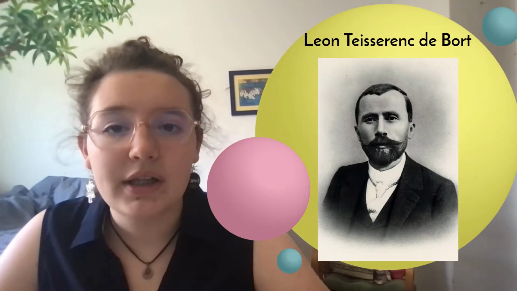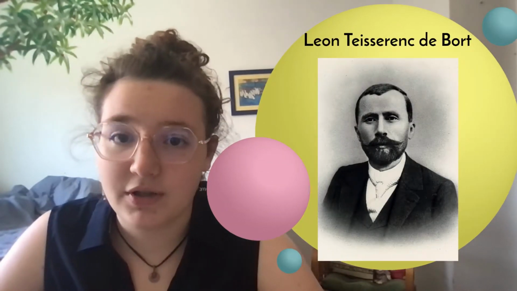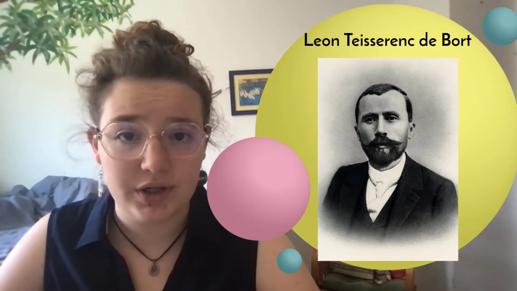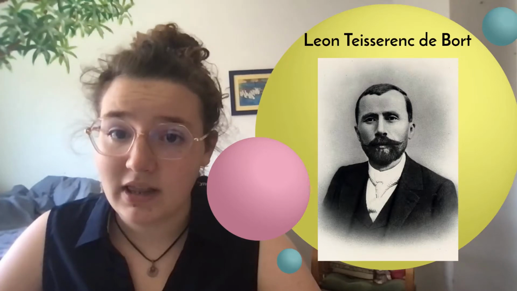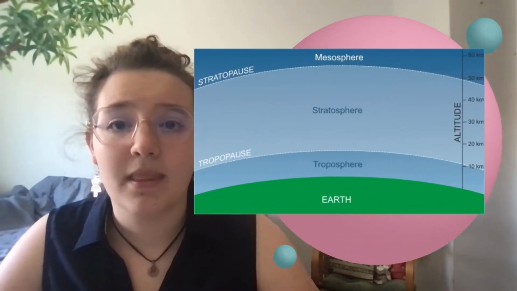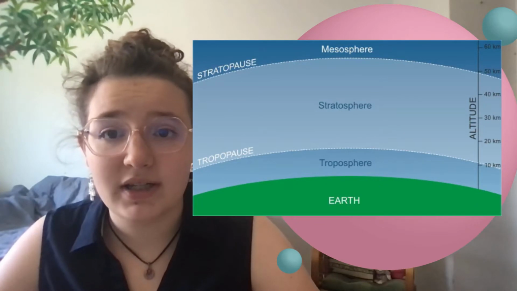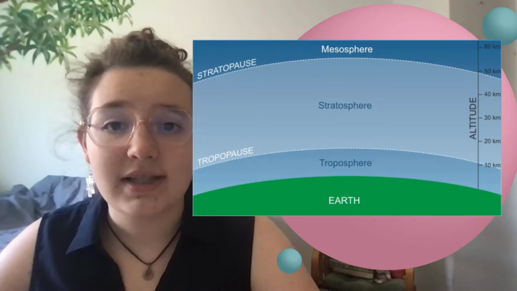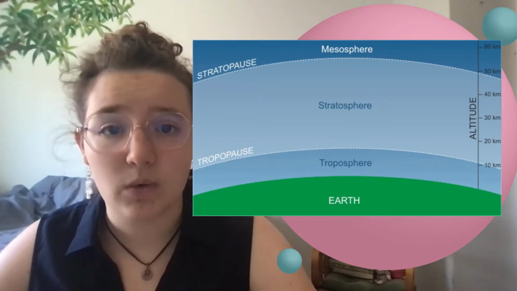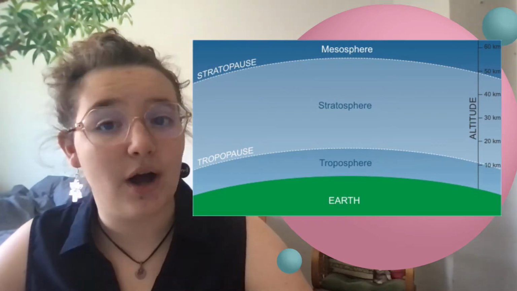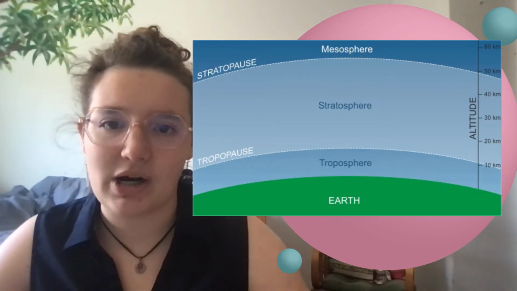One of the earliest documented uses of weather balloons was by French meteorologist Léon Tirsac-Debourt. He was actively launching weather balloons as early as 1896. His work was instrumental in discovering the troposphere and the stratosphere. Because his work was so instrumental, he was honored by having both a crater on the Moon and a crater on Mars named after him.